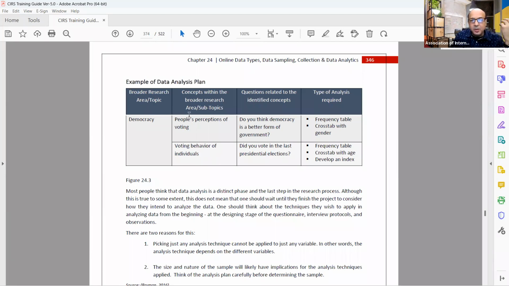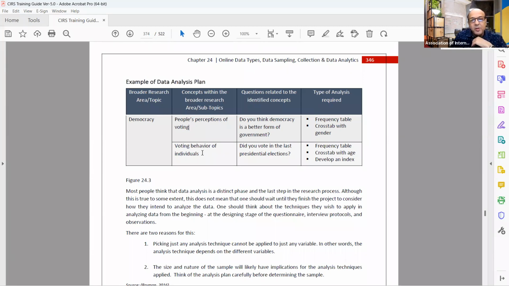So if the subject is democracy, for instance, the concepts that you will work with, or the objective of your analysis plan, would be to find people's perception of voting. In this case, you may want to try quick polls, which give you quick information, more participants, easy to gather, not a lot of sampling required.